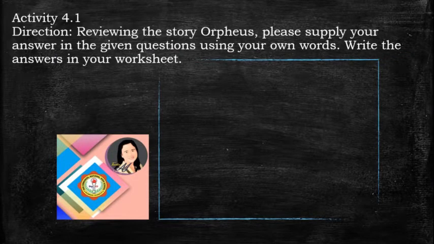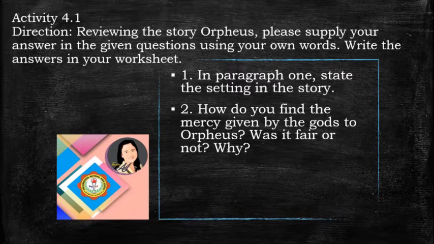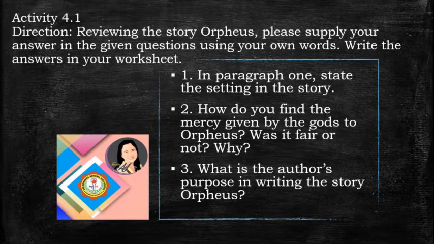Let's do activity 4.1, reviewing the story of Orpheus. We love Orpheus, right? Please supply your answers to the given questions using your own words. Write the answers in your worksheet. In paragraph 1, state the setting in the story. What do you think is the setting of the story Orpheus? Second, how do you find the mercy given by the gods to Orpheus, Hades, and Persephone? Was it fair or not? Then state why. And what is the author's purpose in writing the story Orpheus? What do you think? What's your idea about it?